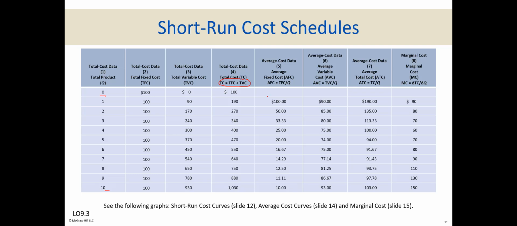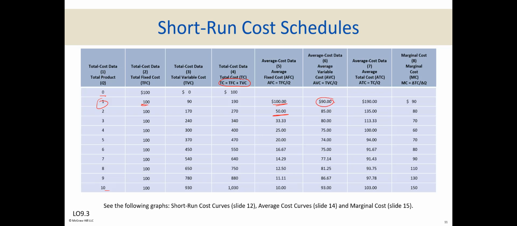And let's look at the average fixed cost. Average fixed cost is fixed cost divided by quantity. So if you produce only 1 unit, it's 100 divided by 1, which is 100. If you produce 2 units, it's 100 divided by 2, 50. And as you realize, average fixed cost decreases as more units are produced because you're spreading the fixed cost over more units.